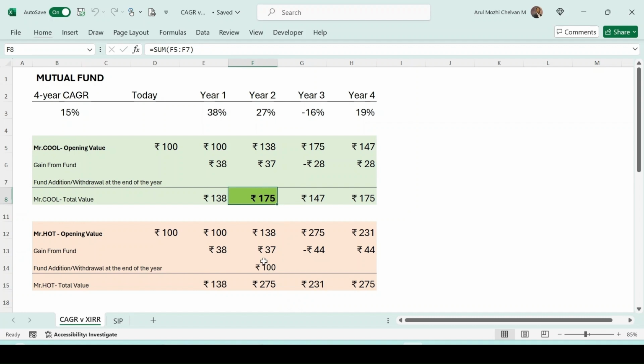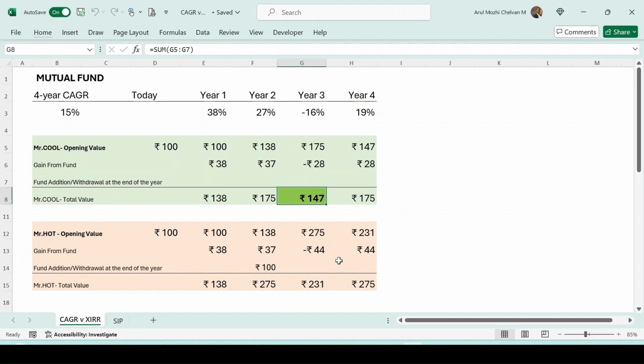Unfortunately, in the third year, due to some unfavorable market conditions, the fund experienced a negative return of 16%. This setback affected Mr. Hot more. His loss is rupees 44 against the loss of 28 of Mr. Cool, because his investment is now 275, whereas Mr. Cool's investment is only 175. Now Mr. Hot's investment value reduces to 231 and Mr. Cool's total value is 147.